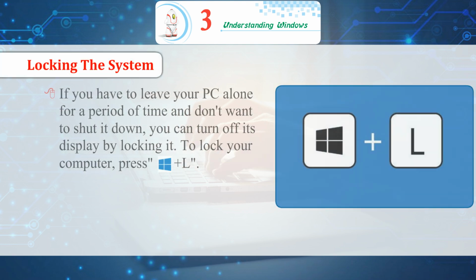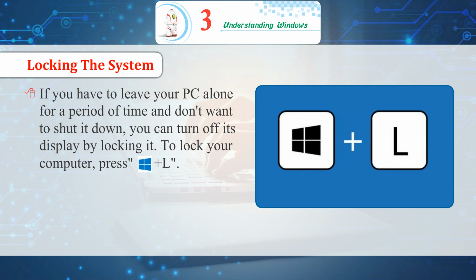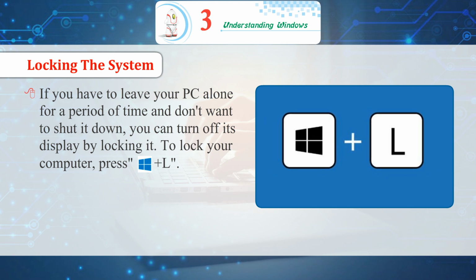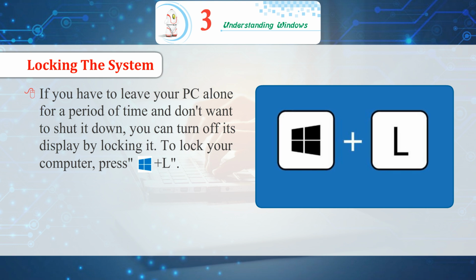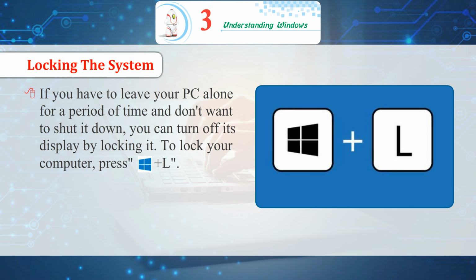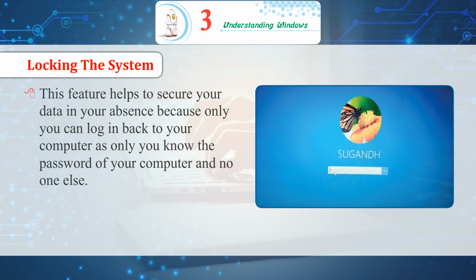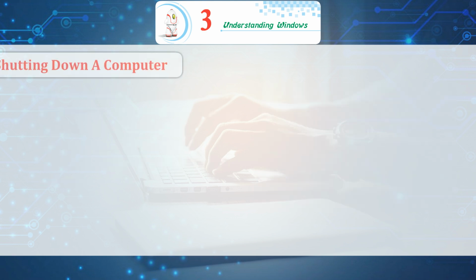Locking the system. If you have to leave your PC alone for a period of time and don't want to shut it down, you can turn off its display by locking it. To lock your computer, press Windows plus L. This feature helps to secure your data in your absence because only you can log in back to your computer, as only you know the password of your computer and no one else.